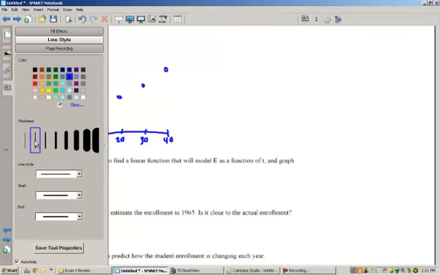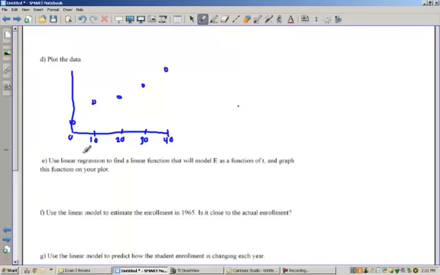All right. And then for down here, I'll label my times. This is time, T, in years since 1965. All right. And my output, okay, this is enrollment. So I'll label this as enrollment E in millions of students.